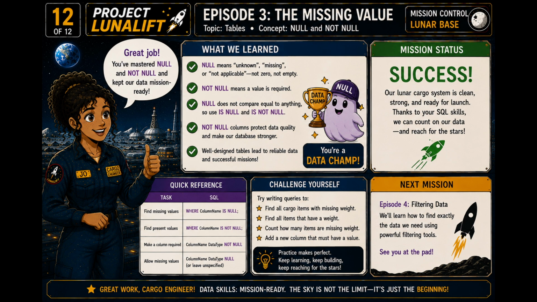Now it is your turn. Create a flight table where the flight code and maximum weight are required, but the launch date may be unknown. Insert Luna-01 without a launch date. Then try inserting a flight without a flight code and observe the error. Finally, use is null to find flights that do not yet have a launch date.